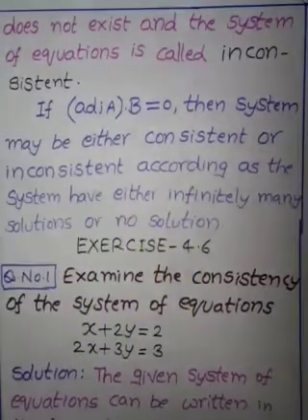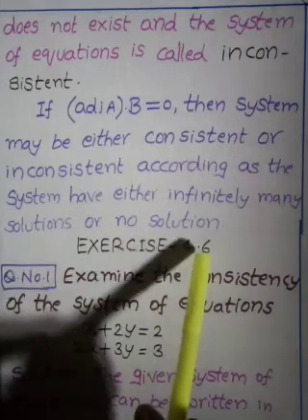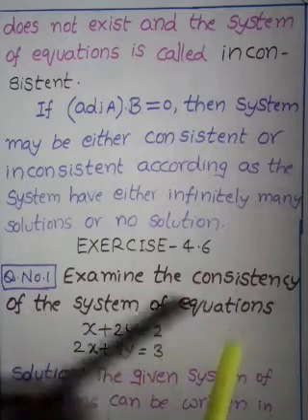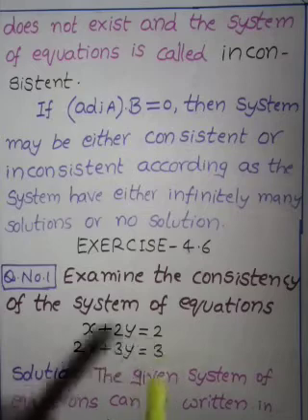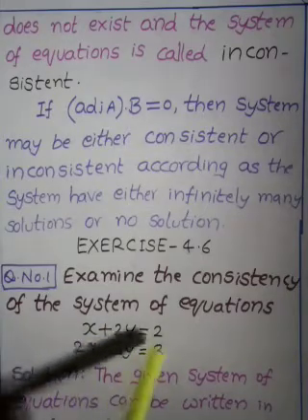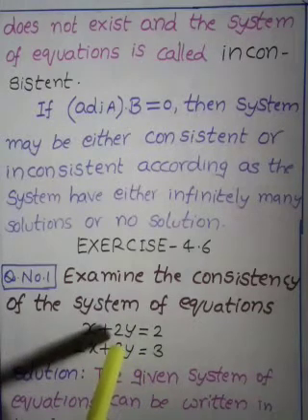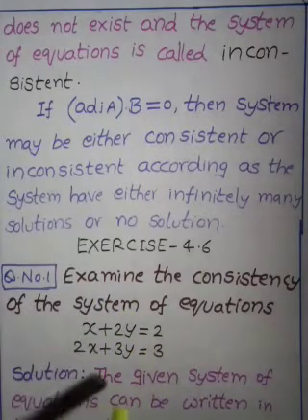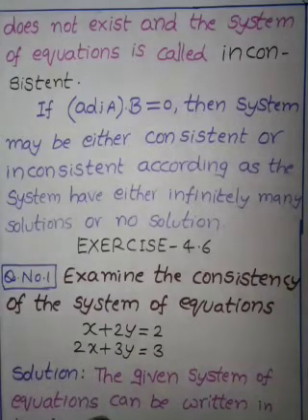Okay, my dear children, now come to question number 1 in exercise 4.6. Examine the consistency of the system of equations x + 2y = 2, 2x + 3y = 3. Here a pair of linear equations is given. We have to find whether this system of equations is consistent or not. For that, we write the given system of equations in matrix form, as a matrix equation.